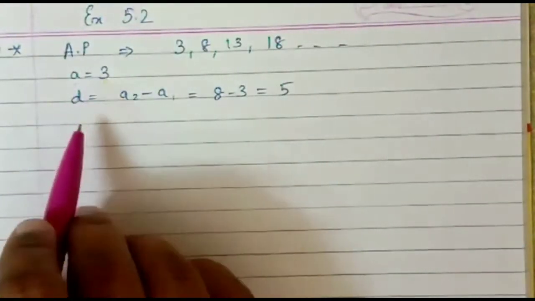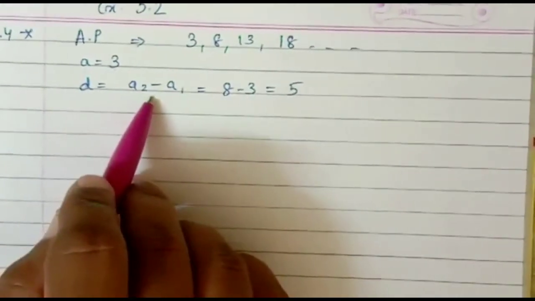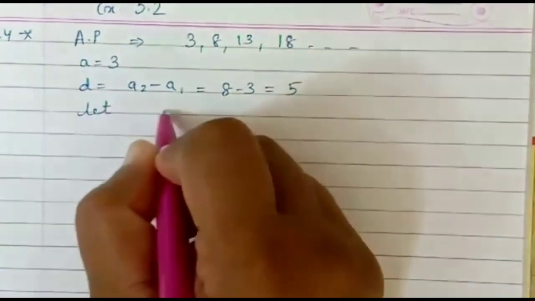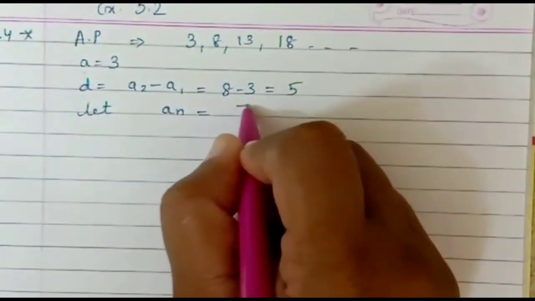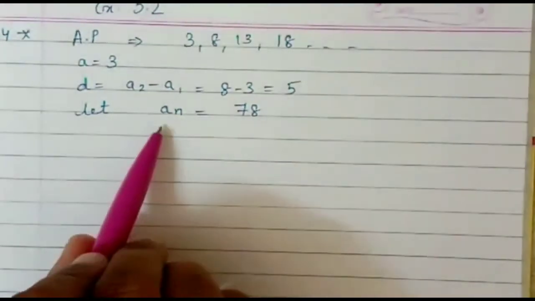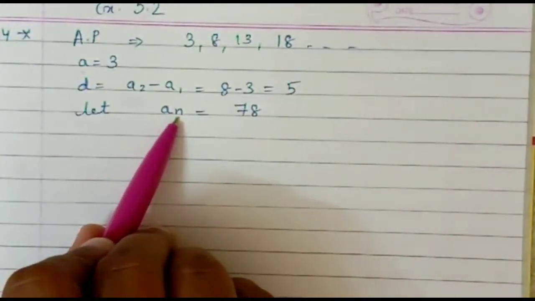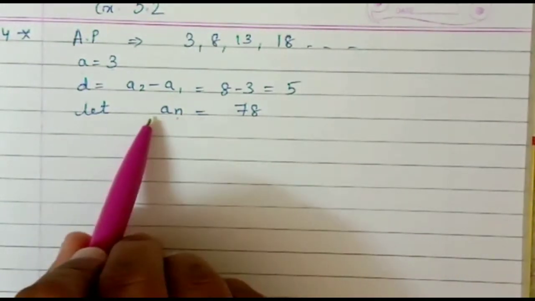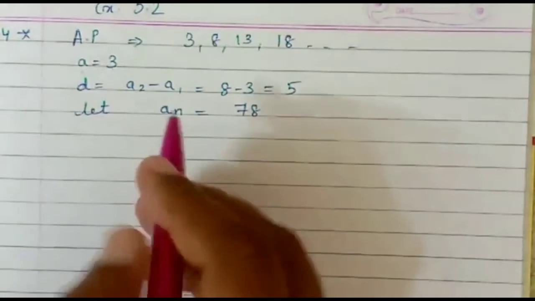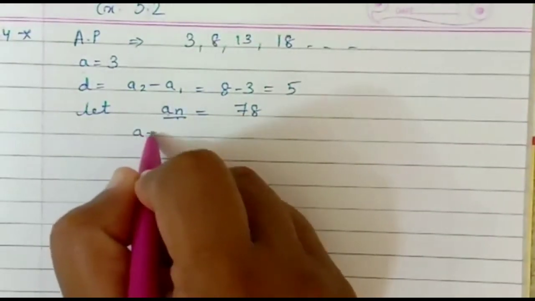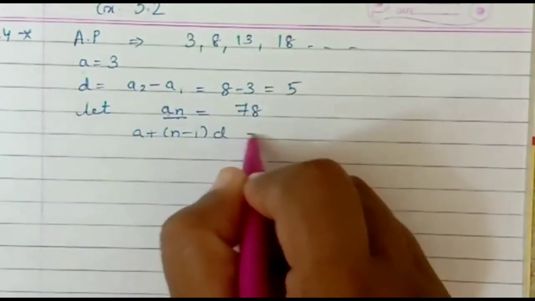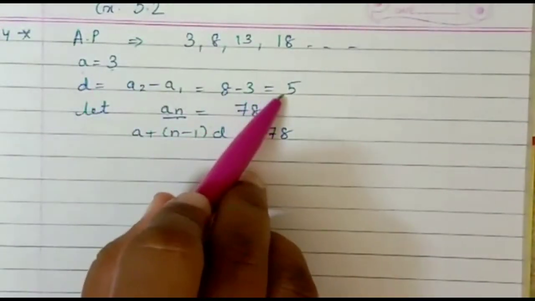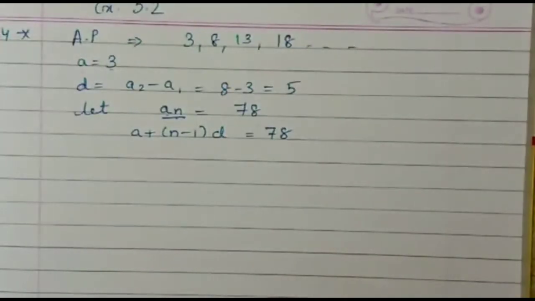Here A is equal to 3, D, the common difference, is A2 minus A1, which is 8 minus 3, which is equal to 5. Now let us consider, let the nth term of an AP be 78. We don't know what the value of n is. It can be the 5th term, it can be the 58th term, anything. We don't know which term is 78. So we have considered let the nth term be 78. As per the formula, what is An? An is a plus n minus 1 into d, which is equal to 78. Now we know the value of a is 3 and d is 5. Putting these values, we can find out the value of n.